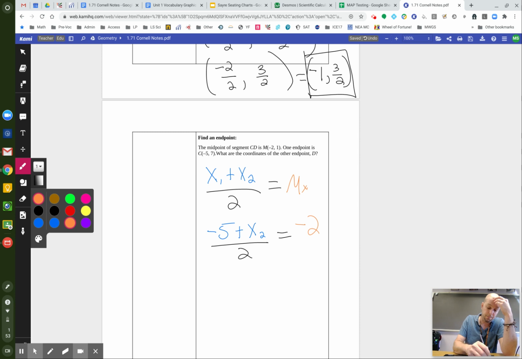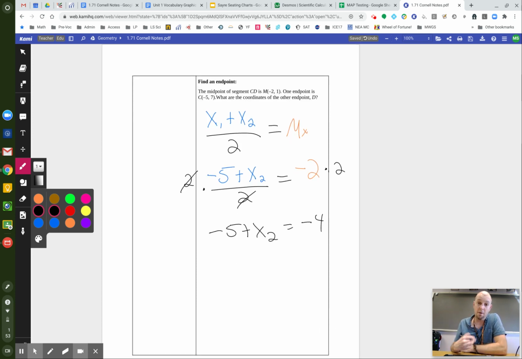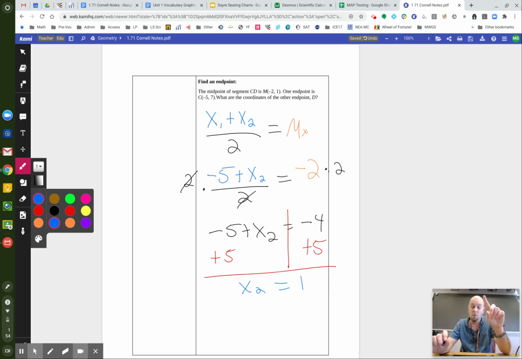So I'm going to multiply both sides by 2. Because those twos cancel, I get negative 5 plus x2 equals negative 4. If I were just solving that equation regularly, I would add 5 to both sides, and I would get that x2 equals negative 4 plus 5, which is 1. Okay, but I'm not done yet because I've only found one coordinate of one endpoint.